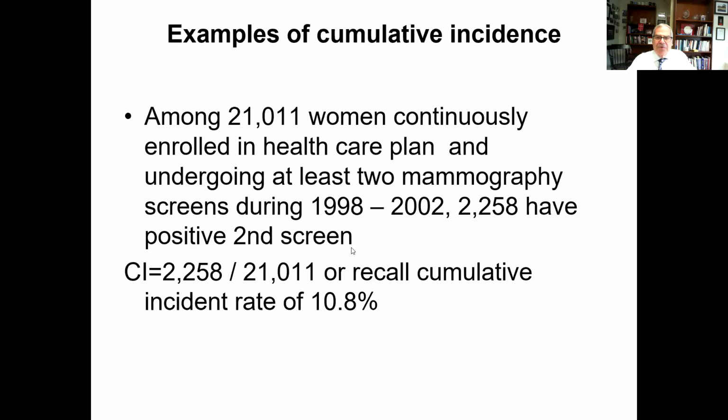2,258 have a positive second screen. To Dr. Weber's point, this is the group. This is a person that clinically has had 2 positive mammogram screenings, and we're going to call this a cumulative incidence. We're going to call this breast cancer. So the cumulative incidence is 2,258, my number that had a positive second screen, a positive diagnosis, if you will, over the 21,011. These are the women that did not have an indicator of breast cancer previously. So they were breast cancer free, if you would. I put that together and calculate this cumulative incidence of 10.8%.